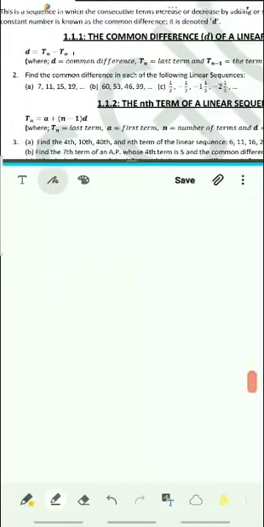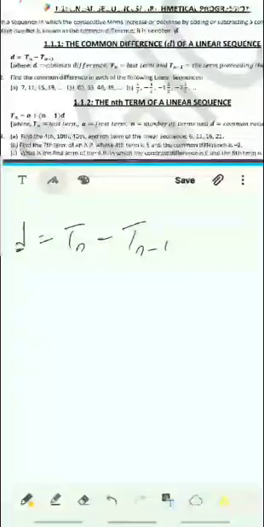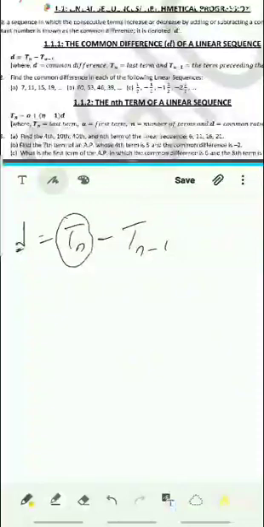Let me just trash that page away, and let's start on a fresh page now. Looking at the common difference D of a linear sequence, the common difference D is given as D is equal to Tn minus T subscript n minus 1. Tn here indicates any given term, a particular term of interest, and Tn minus 1 is the term that precedes this particular term of interest.